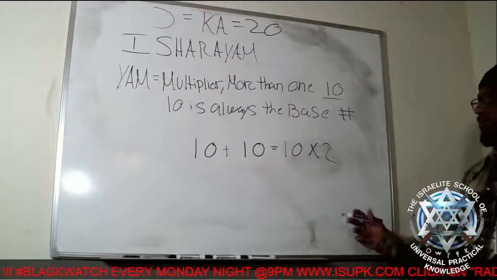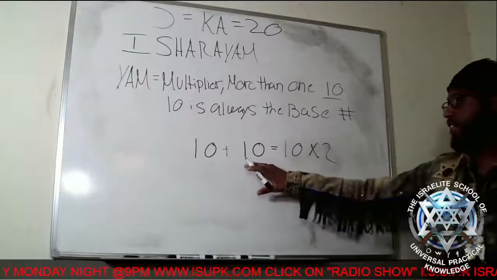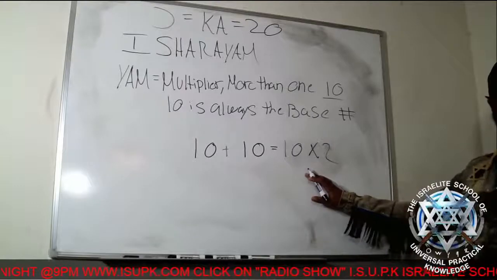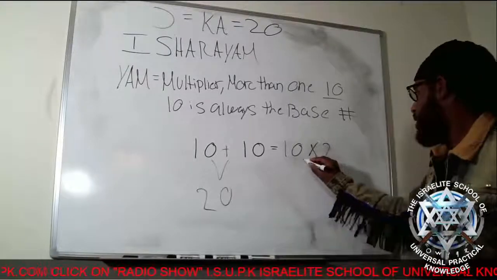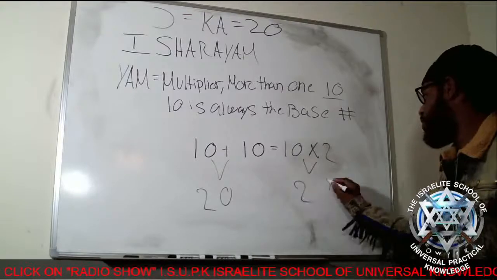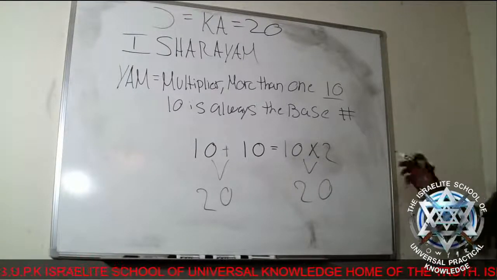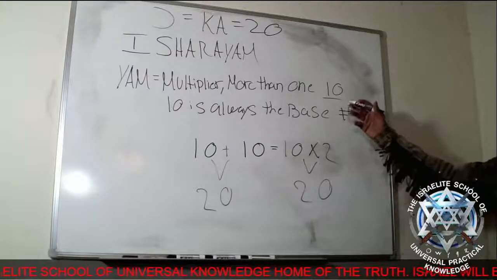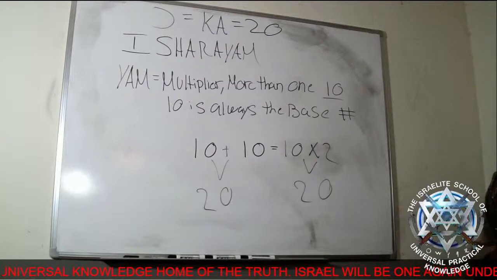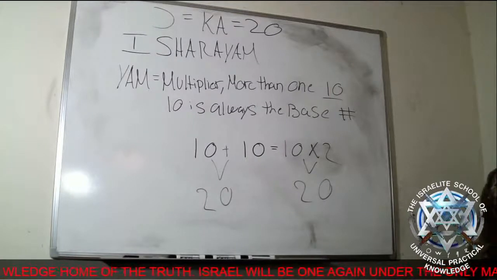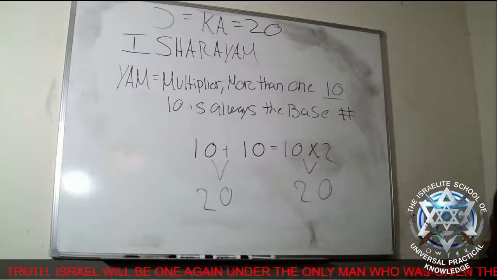Now, does everybody understand that? 10 plus 10 is equal to 10 times 2. How? Because 10 plus 10 is 20, and 10 times 2 is 20. Does everybody understand? Pretty much, this is algebra. This is algebra in the Hebrew. I wanted to explain that more clearly to everyone.